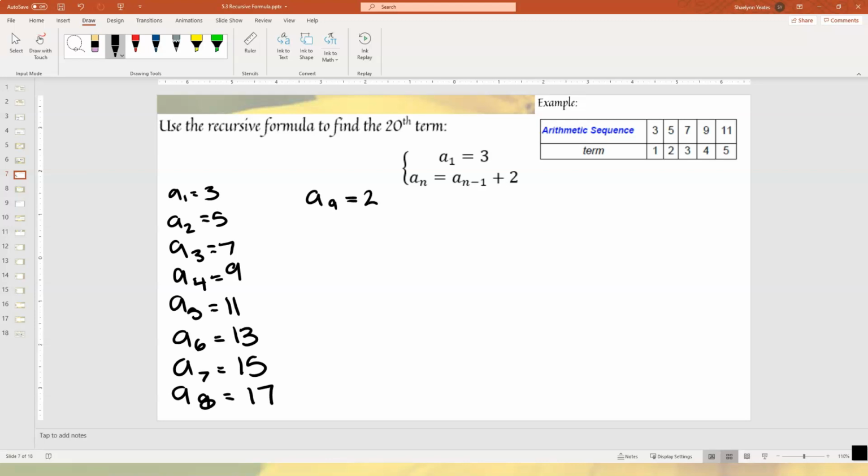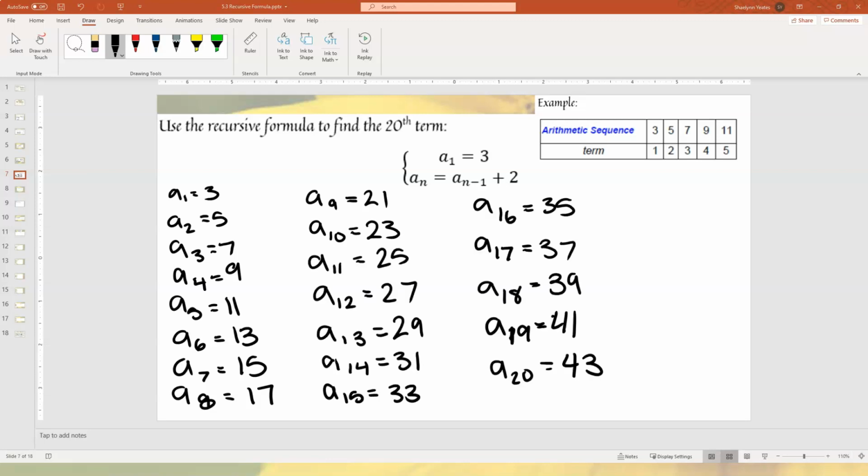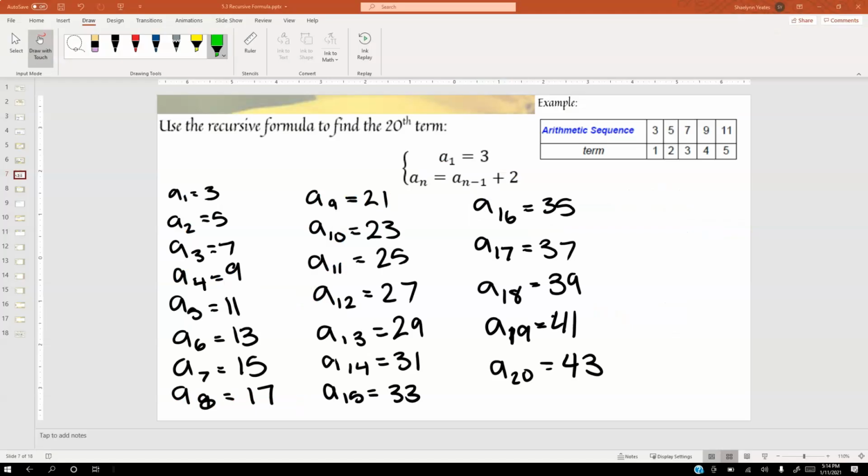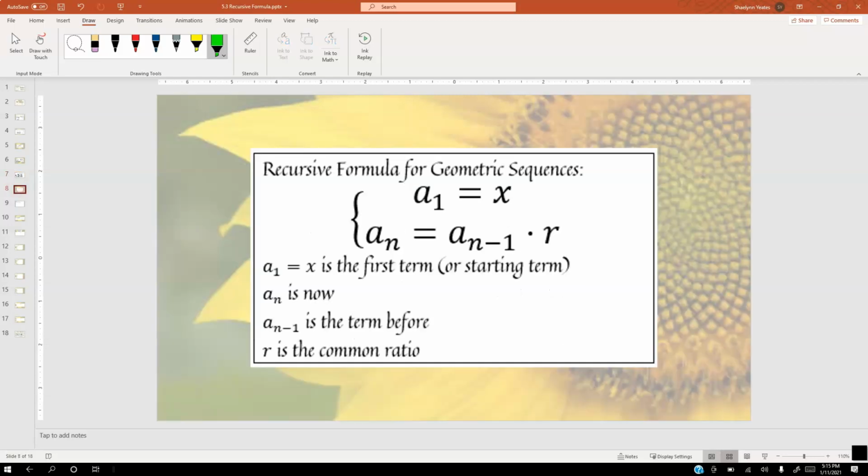The 9th term is 21. The 10th term is 23. You'll notice I went ahead and finished the rest of them because that was a lot. So by the time you get to the 20th term, you'll notice we have done a whole lot of math. And we end up with the final term of 43. That's kind of cool. All right, so now let's look at the recursive formula with the geometric sequence.